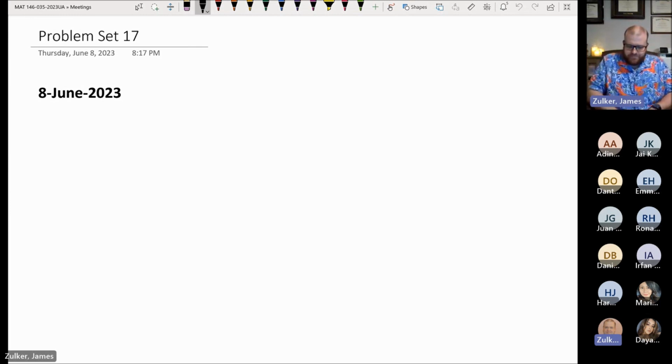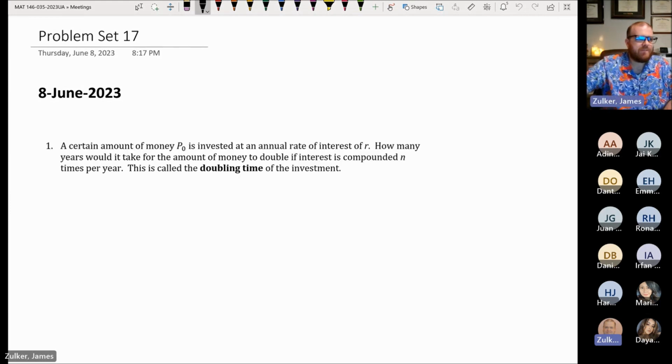Now looking at models. So a certain amount of money, P naught, is invested at an annual rate of interest R. How many years would it take for the amount of money to double if interest is compounded n times per year? This is known as the doubling time of the investment.